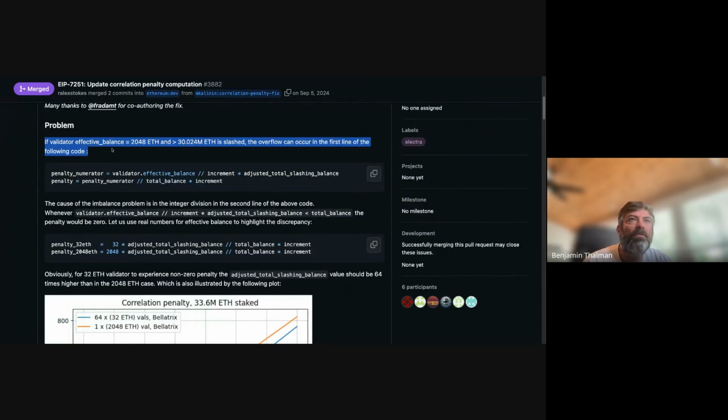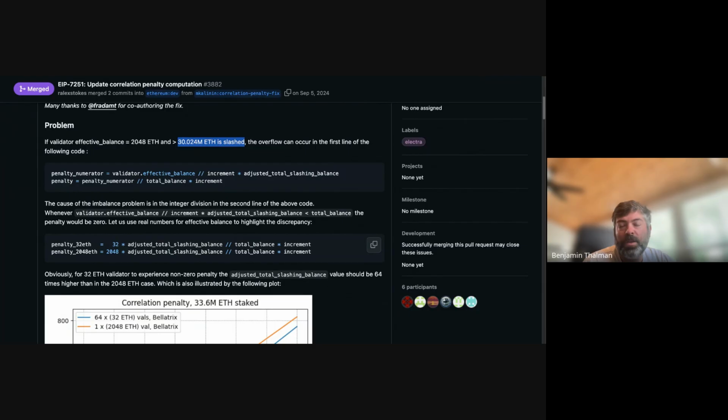Right here. If validator effective balance equals 2048 ETH and greater than 30.024 million ETH is slashed, the overflow can occur in the first line of the following code. So this relates to how the penalty was calculated pre-Pectra. And the reason for the change is because of this overflow potential.